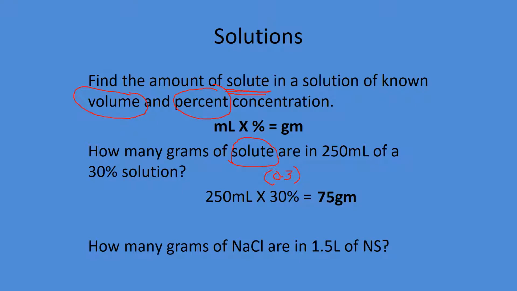Next example: how many grams of sodium chloride are in 1.5 liters of NS? They gave us the volume in liters. We just need to convert that into mLs, three spaces to the right. So we have 1500 mLs times the normal saline concentration, which is 0.9%. That's 13.5 grams of dissolved solute in 1.5 liters.